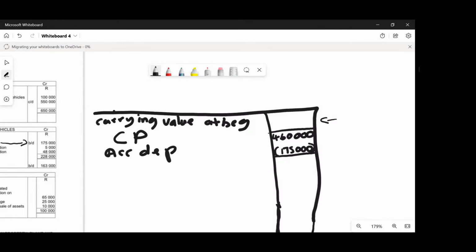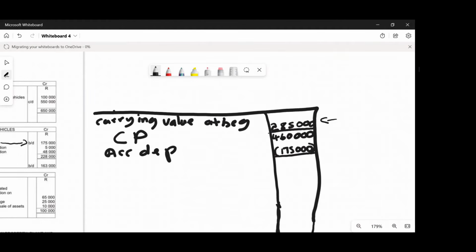And you guys did not do this activity, and you know that today is our last class. So if you say 460,000 minus 175,000, how much do you get? 285,000. 285,000. That's your carrying value at the beginning.